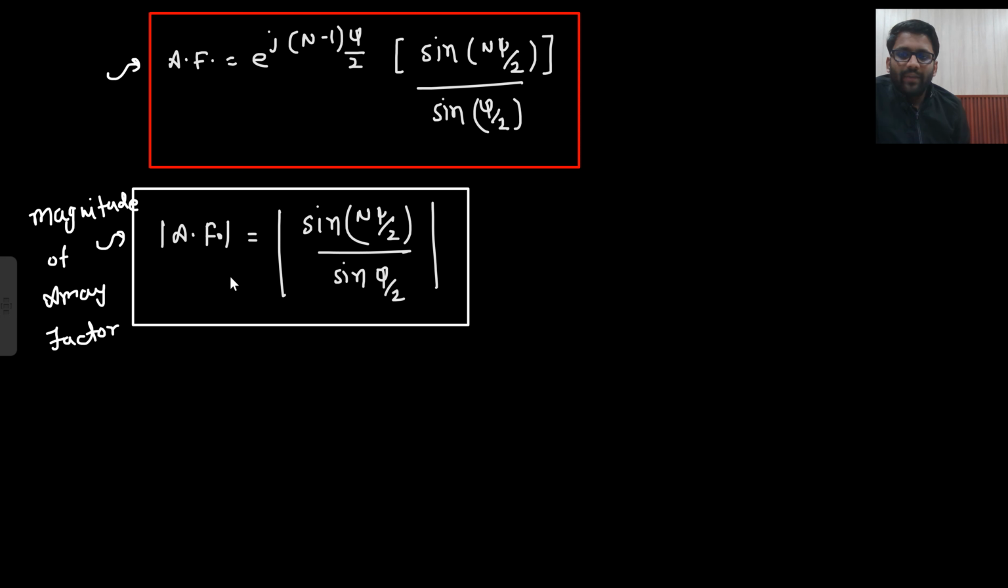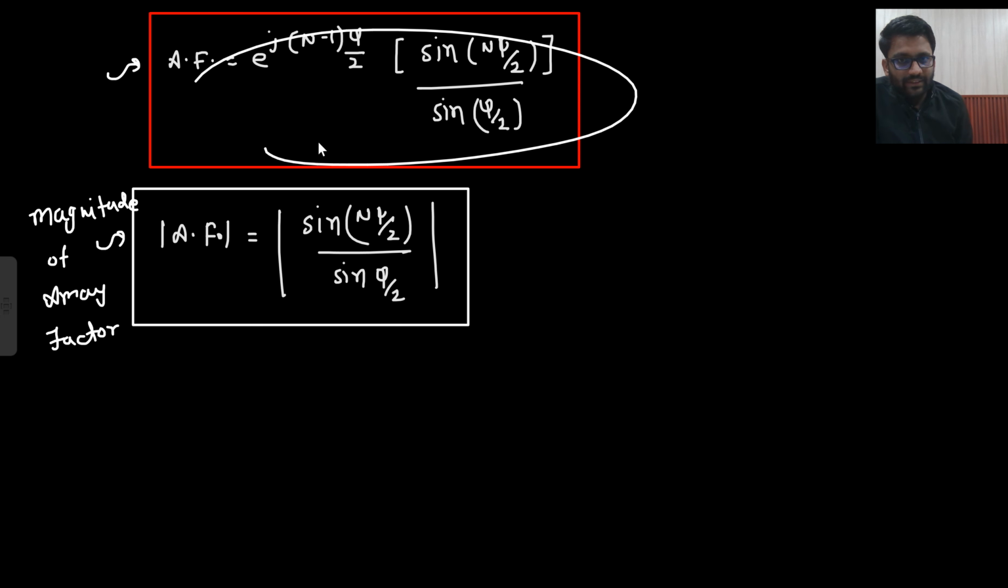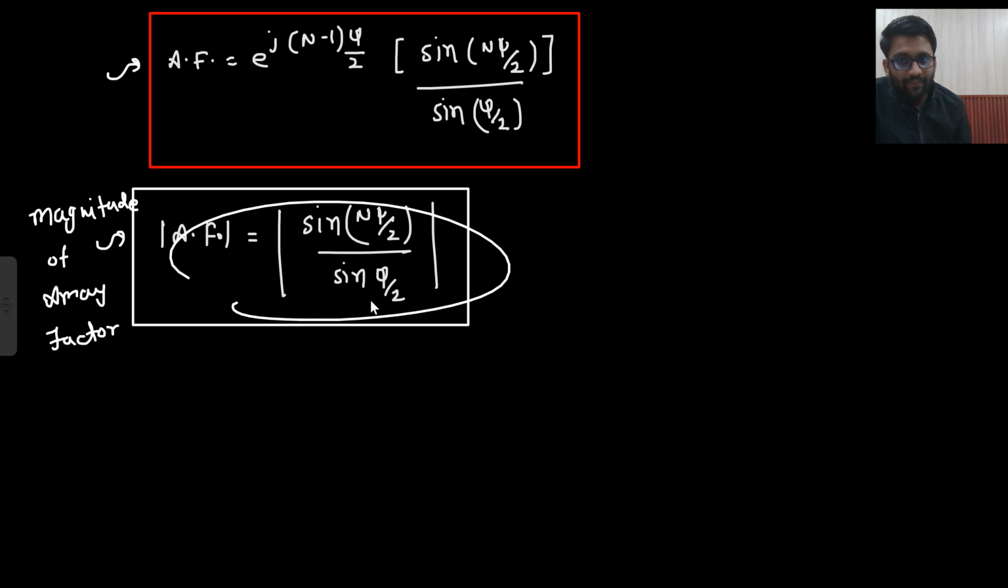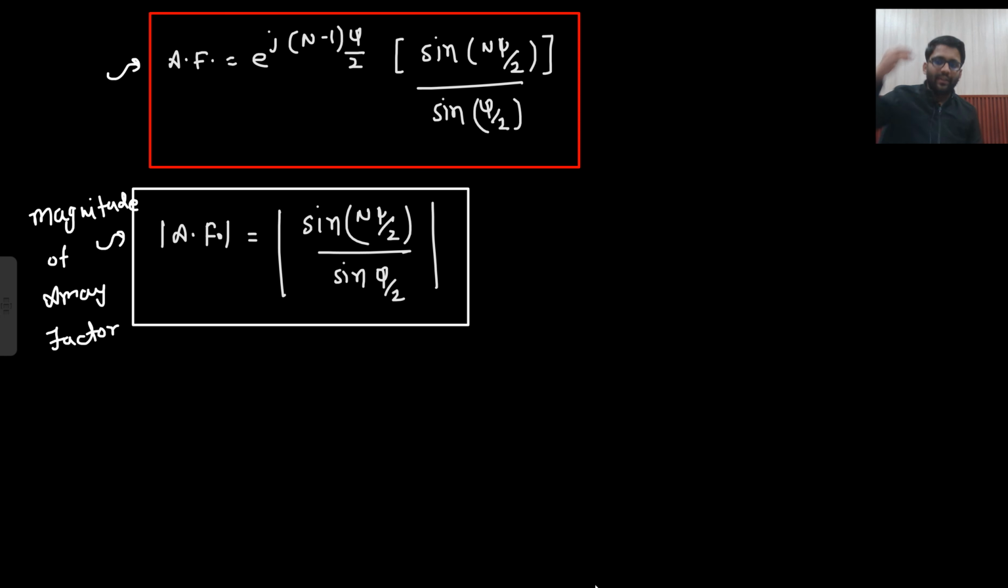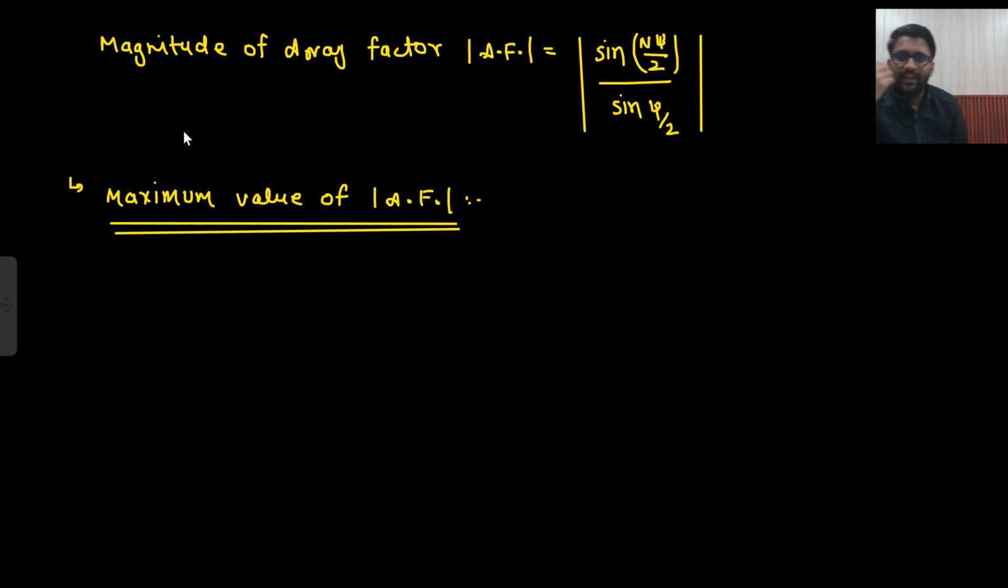Yeah, so this is our magnitude of array factor. So this is not our array factor. Our array factor is this one. This is just the magnitude of array factor. I have written this on the next page. The magnitude of array factor is this one.